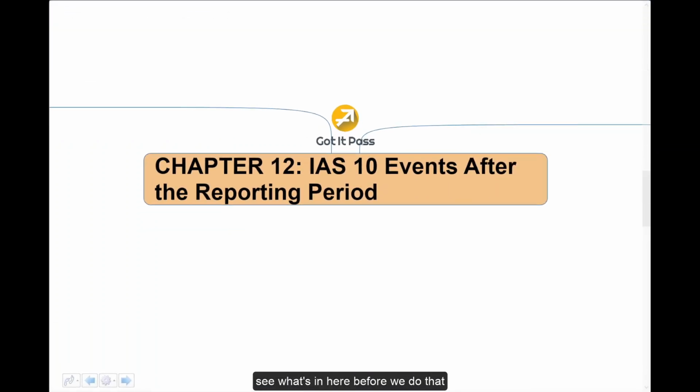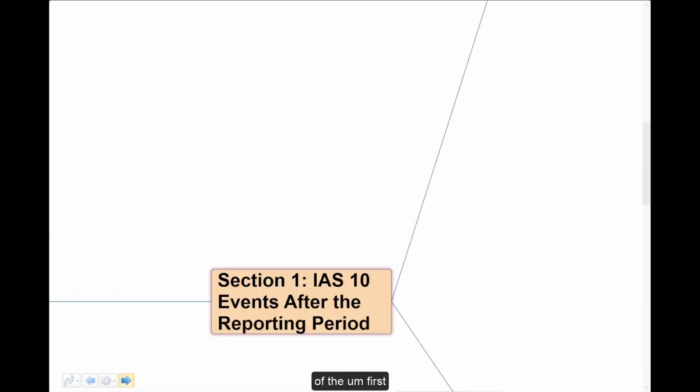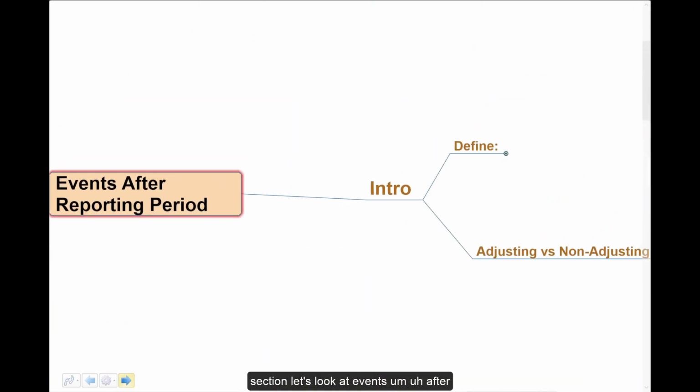Before we do that, let's be very, very clear on reporting period, or indeed reporting date. We know that effectively is the year end. So let's say 31st of December 2024. We've got to be fixed on dates here. They're important within this standard. In terms of the first section, let's look at events after the reporting period.